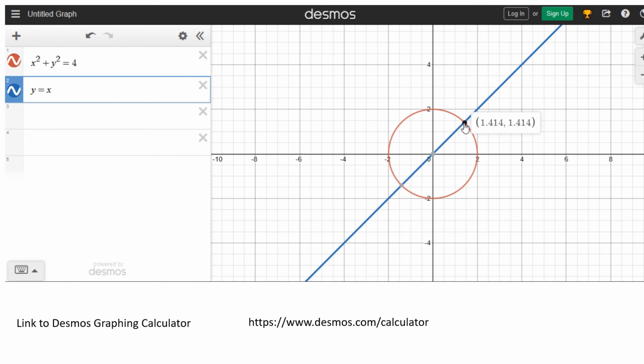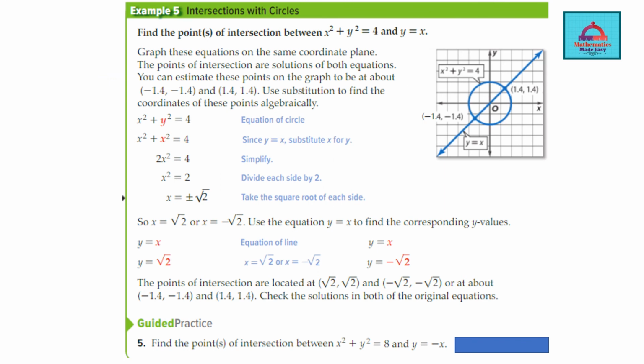So one point is this. I have clicked on this and it will show you the coordinates. Similarly, one is here. So I hope you all can see how we have got, within seconds, using the Desmos graphing calculator, the intersection points of this circle. Okay, so after you've seen the graphical method, let's now do the second method, which is the algebraic method.